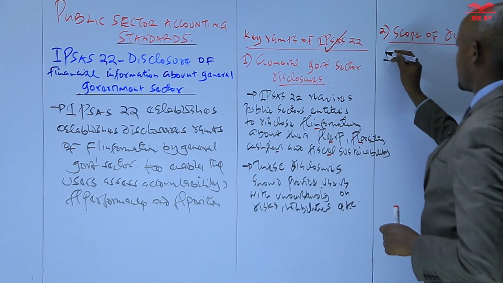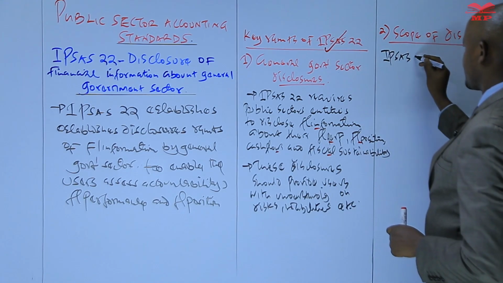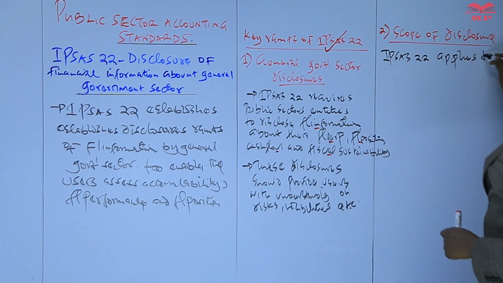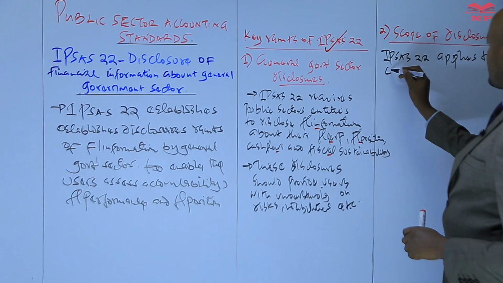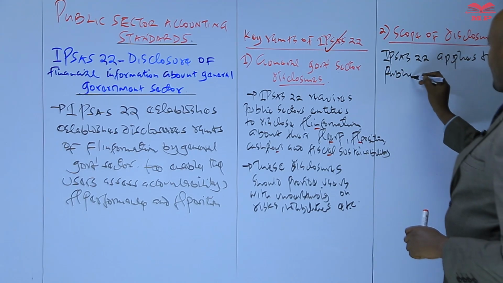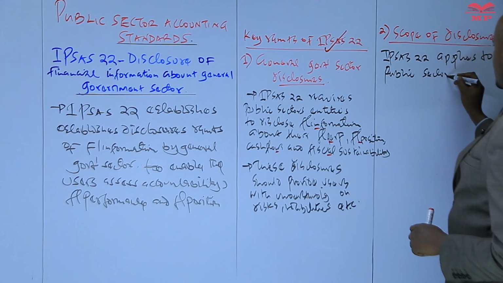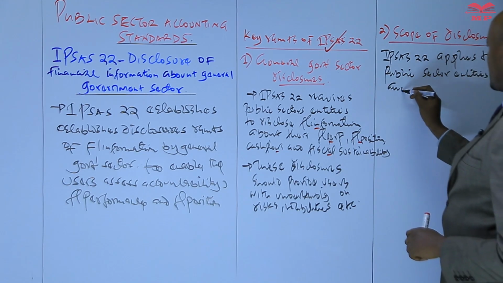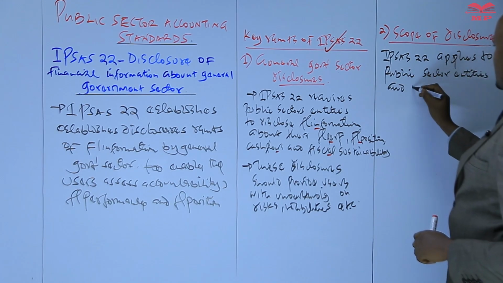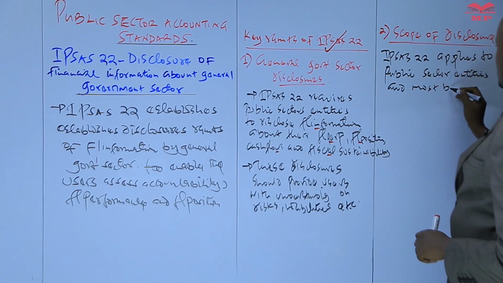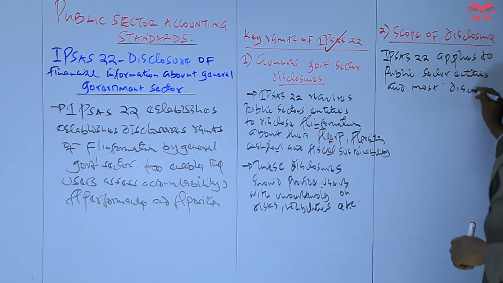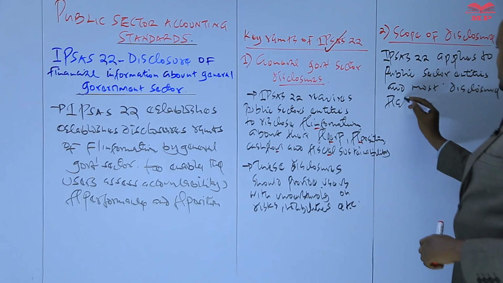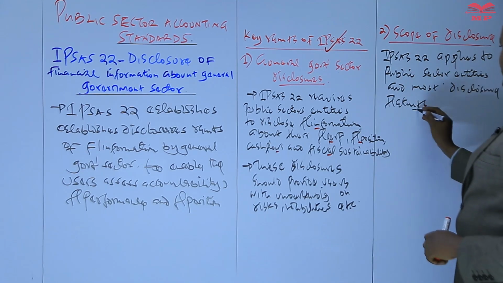So therefore, we can say that IPSAS 22 applies to public sector entities, and they must disclose their financial statements.